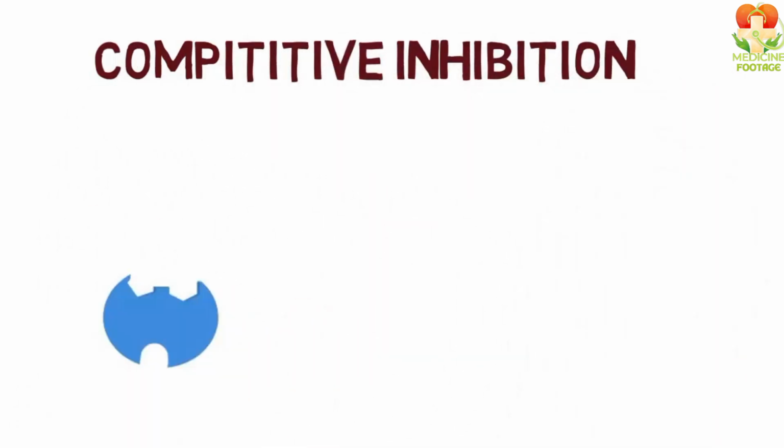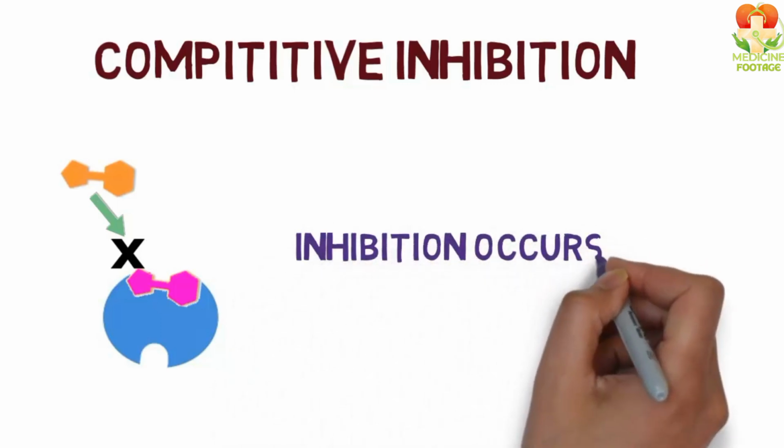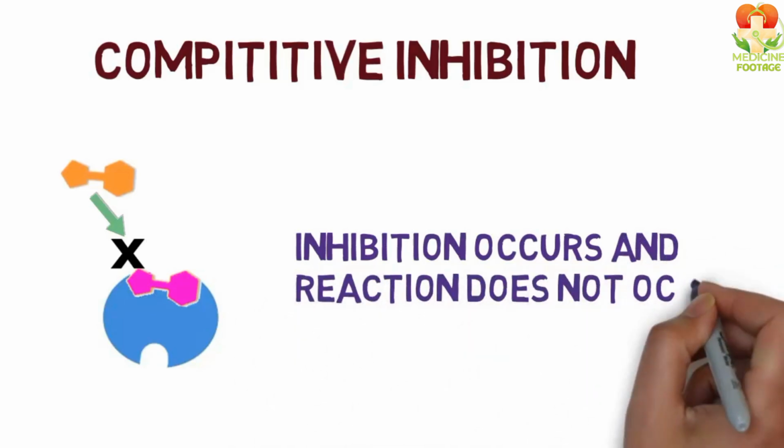Now let's look at how competitive inhibition occurs. Here is the enzyme, and here is the substrate. This is the competitive inhibitor, which fits into the active site, preventing the substrate from fitting in. That's why enzyme activity stops, or inhibition occurs, and this is called competitive inhibition. The reaction stops and cannot proceed further.